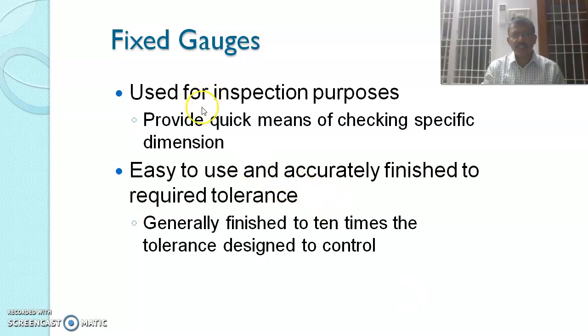Fixed gauges are used for inspection purposes, as a quick means of checking specific dimensions. If the product is made in very large numbers and mass inspection has to be made, then the gauges should be used for inspection purposes. They are easy to use and accurately finished to the required tolerances.